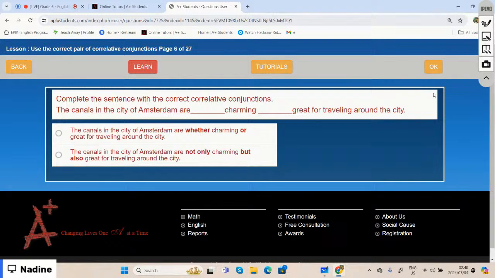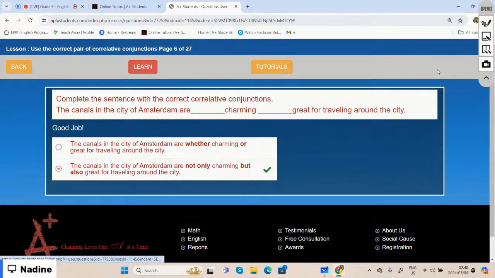All right, and if we were to choose the correct one, we can say that the canals in the city of Amsterdam are not only charming but also great, right?